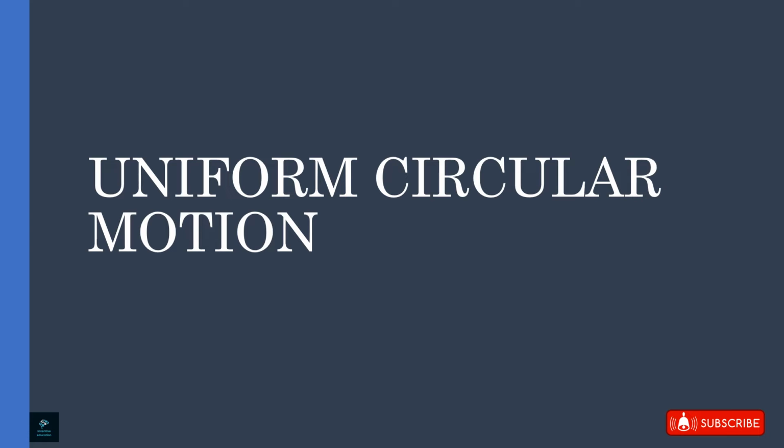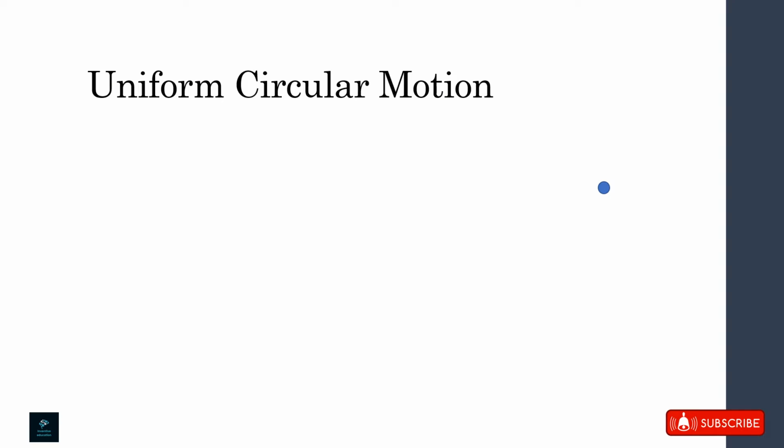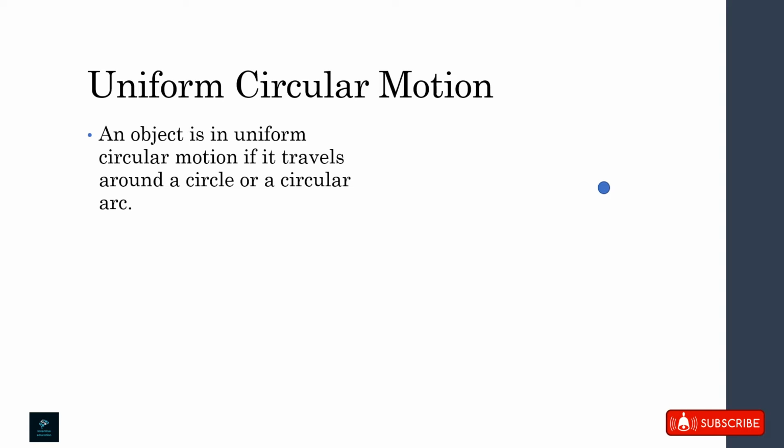Hello and welcome. In this lecture, we are going to learn uniform circular motion. Now, what is a uniform circular motion? An object is said to be in uniform circular motion if it travels around a circle or a circular arc. So, if this is an object moving in a circular path, we say that it is in uniform circular motion.